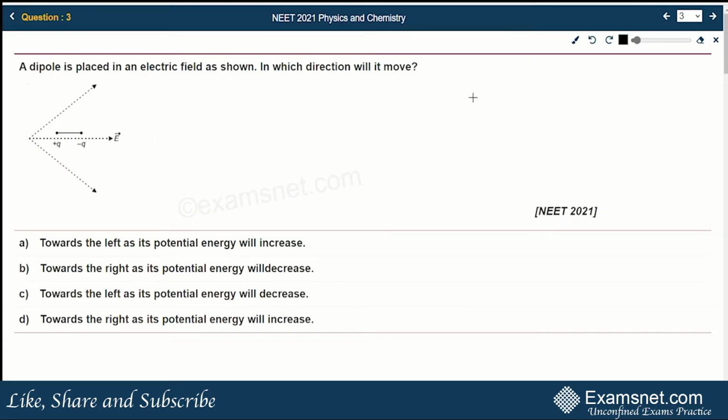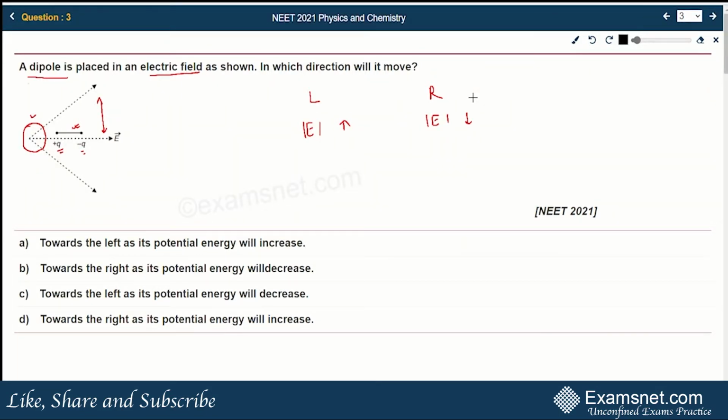Now question number 3 is from the chapter Electric Charges and Fields, class 12, and the question is, a dipole is placed in an electric field as shown. What is a dipole? It consists of two equal and opposite charges separated by a certain distance. We have to tell in which direction it will move. First of all, focus on this side. Can you see that the electric field lines are very close here? So on the left hand side the electric field lines are closer, therefore the electric field strength will be more, whereas on the right hand side the electric field lines are away from each other, therefore the electric field strength will be lower. That means from left side to the right side the electric field strength is decreasing.